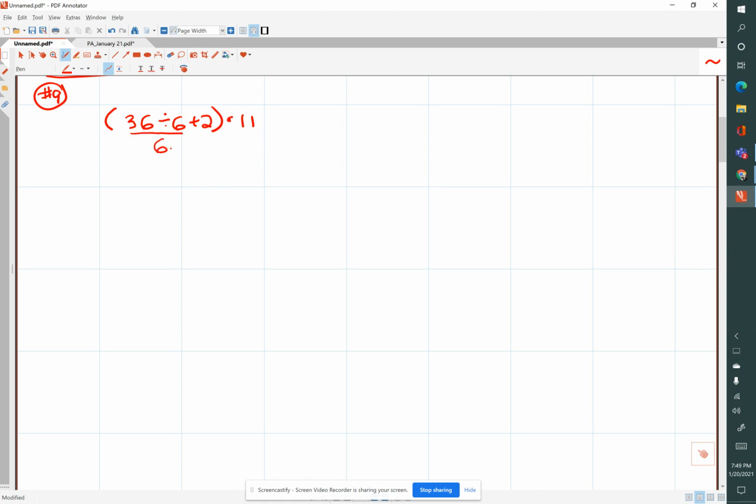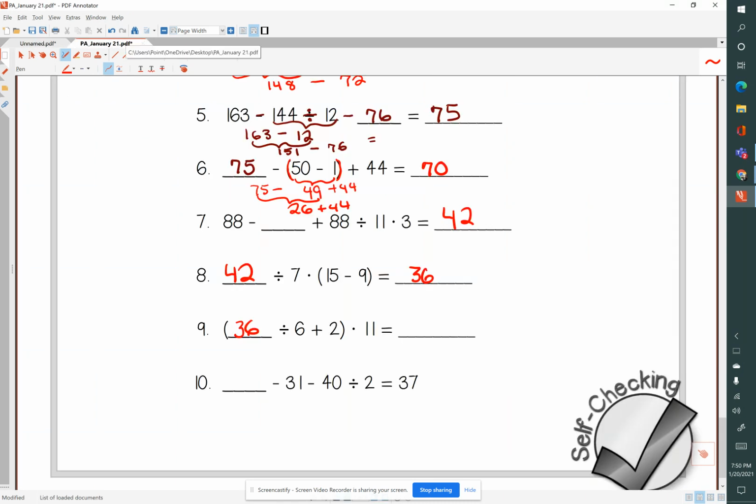36 divided by 6 is 6. Then we have plus 2, that's still in parentheses, times 11. Well, 6 plus 2 is 8, and we have our times 11. 8 times 11 equals 88. And we're on our last problem.